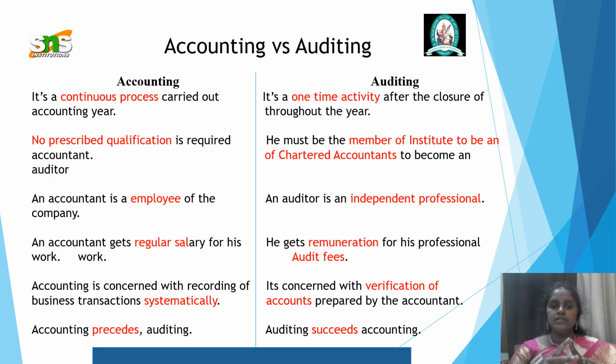An accountant is an employee of the company. An auditor is an independent professional. An accountant gets a regular salary for his work. An auditor gets remuneration for his professional audit.